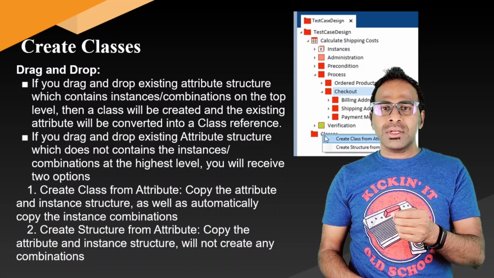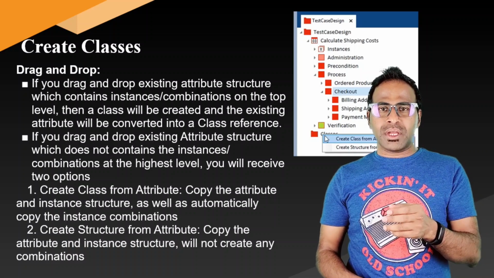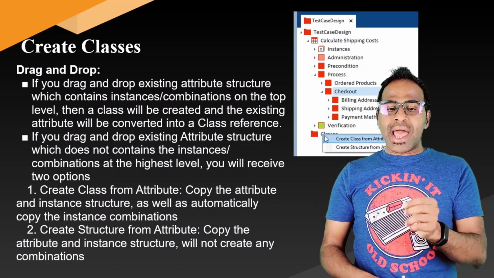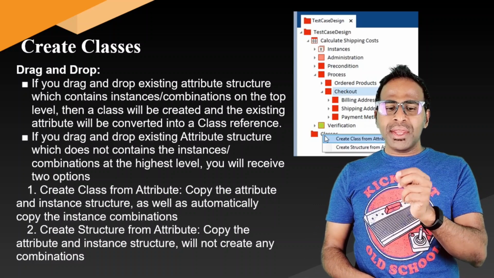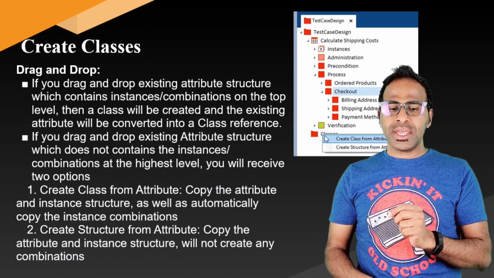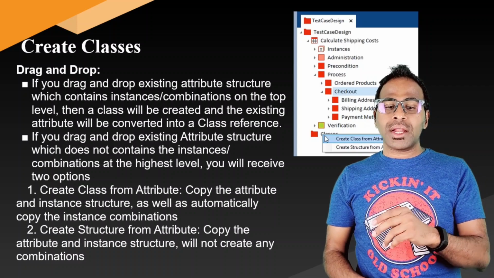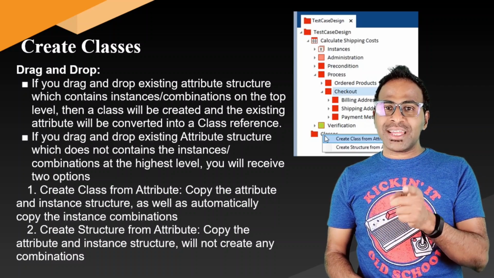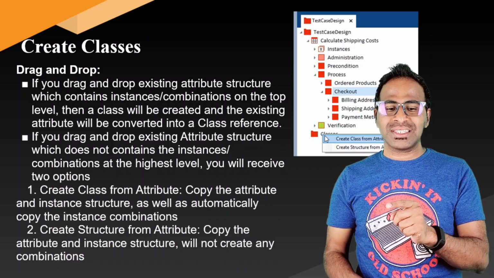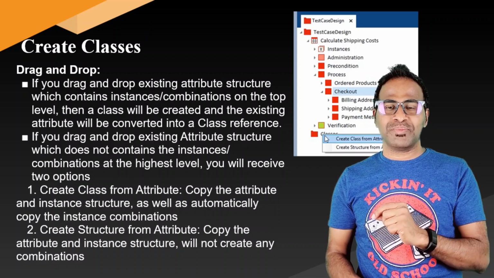So what about this within the second method? If you drag and drop an existing attribute, or an existing attribute structure, which does not contain the instances and the combinations at the highest level, right?